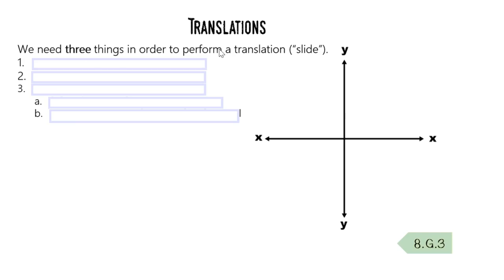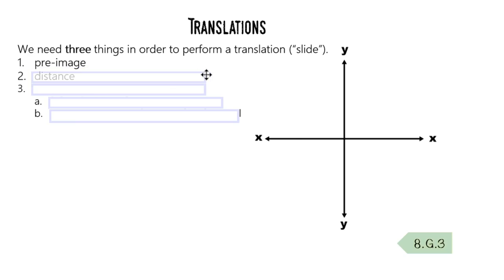And I need 3 things in order to perform a translation. The first thing is that I need something to translate. I need a pre-image. And if you watch the video for 8G1, you know that the words pre-image and image, I get mixed up with those. Pre-image is what you have before. Pre means before. So I need something to translate, whatever my shape or figure is.